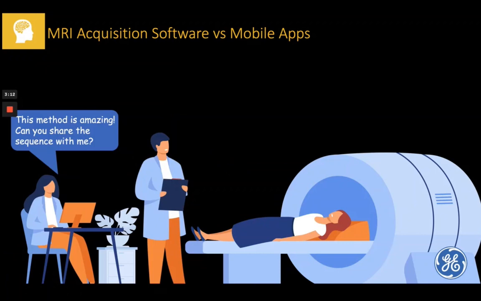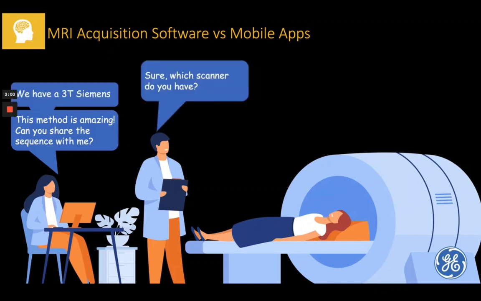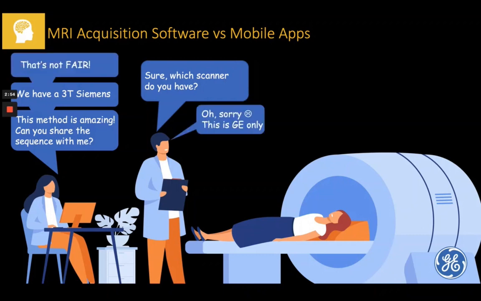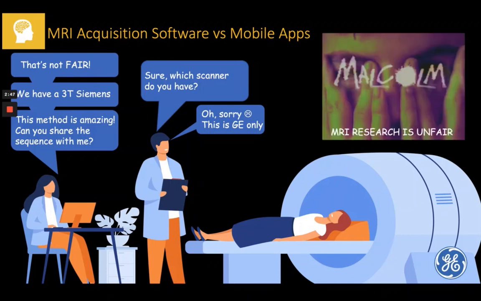In the second scenario, you visit an MRI center and they have a new acquisition software that acquires beautiful fMRI data. The moment you ask, "Can you share the sequence with me?" you know that the first response will be, "Which scanner do you have?" If your scanner is manufactured by a different vendor, you won't be able to run that fancy research acquisition. No matter how skilled you are at running MRI experiments, this problem can leave you in the middle of despair, just like Malcolm in the Middle, because MRI research is unfair.